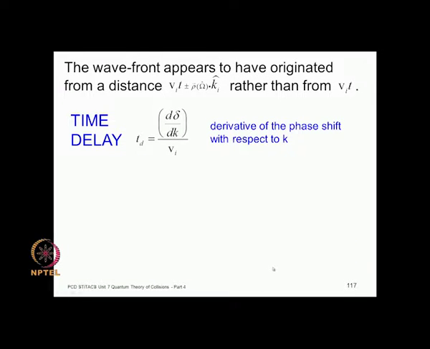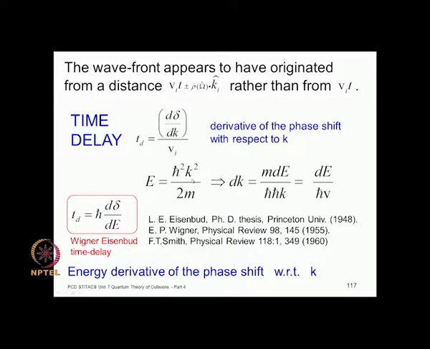So, this is the result that we obtained, which we discussed in our previous class, and we can write this derivative with respect to energy instead of with respect to k, by simply noting that energy goes as k square, and this is the relationship that we get, which is famously known as the Wigner-Eisenbud time delay. It is in terms of the derivative of the phase shift with respect to energy, and of course, h cross takes care of the dimensions and other proportionalities. So, this is the Wigner time delay as we know it.